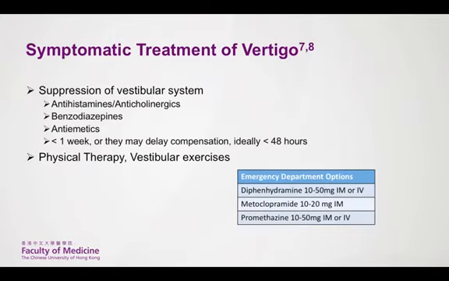There are three main categories of vestibular suppressants: the anticholinergics or antihistamines, benzodiazepines, and antiemetics. Antihistamines, such as diphenhydramine or betahistine, have anticholinergic effects that provide relief. Benzodiazepines are effective for vertigo, but there, of course, is the concern that they may be habit-forming. For acute cases of severe vertigo, promethazine or metoclopramide can be used. Physical therapy and vestibular exercises of various head and body position movements are also highly recommended.